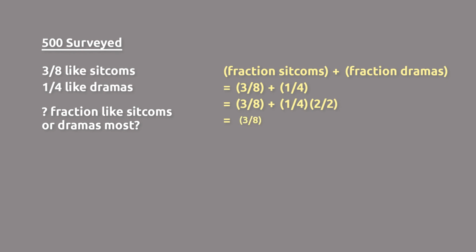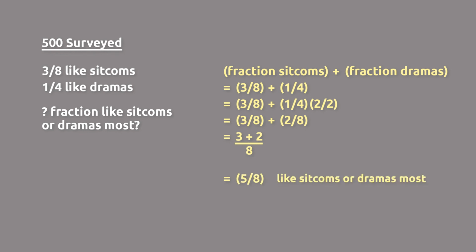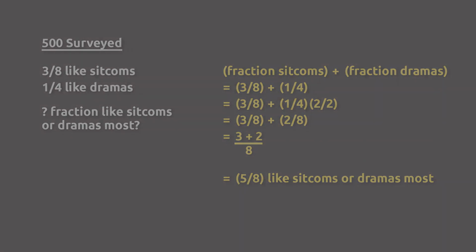So simplifying that further, we have 3/8 plus 1 times 2 is 2, 4 times 2 is 8. So it's 3/8 plus 2/8, and now we have like fractions, so we just add the numerators. The denominator stays the same, and we have 5/8. So 5/8 of those surveyed like sitcoms or dramas most.